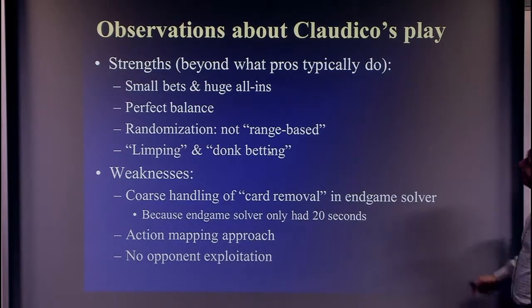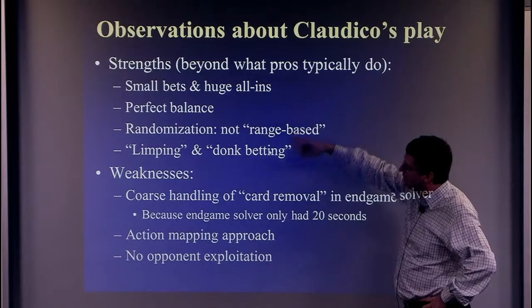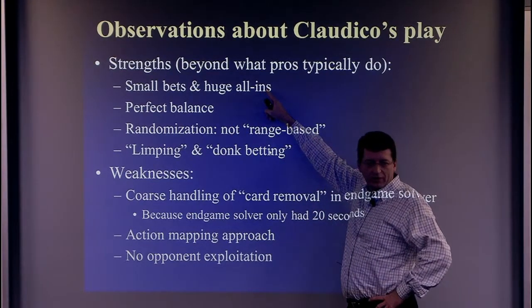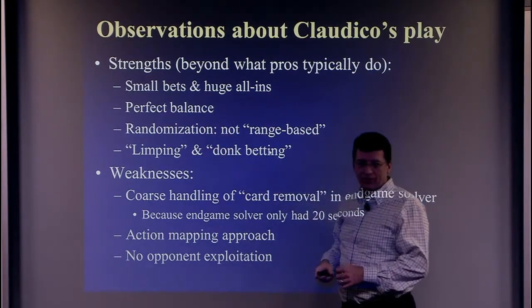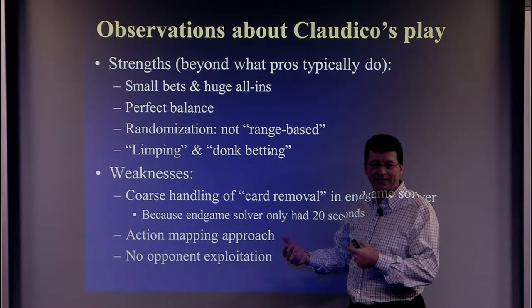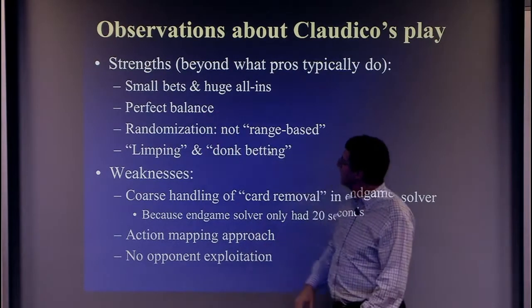Strengths and weaknesses. Strengths beyond what pros usually do. So these are Claudico's strengths. It does tiny bets and huge all-in bets onto little pots that humans never do. Perfect balance: whenever it bets, it bets with a perfect balance of hands, so you can't really read anything into it. And it was very interesting that the pros picked up on that right away.